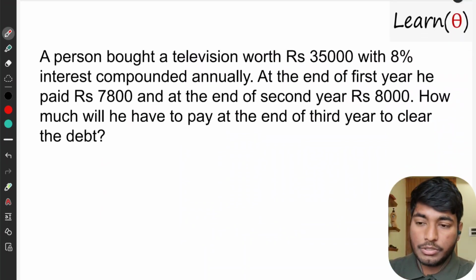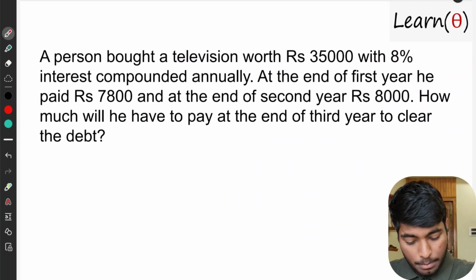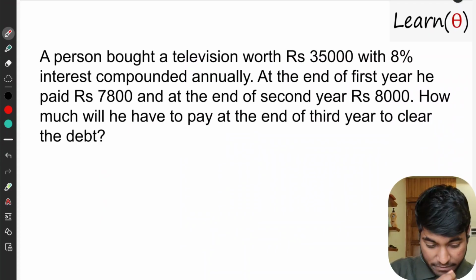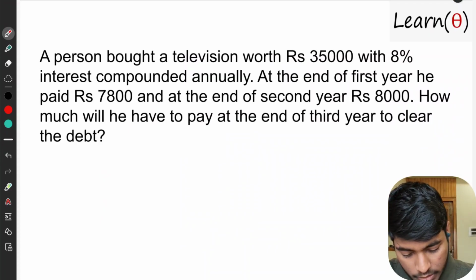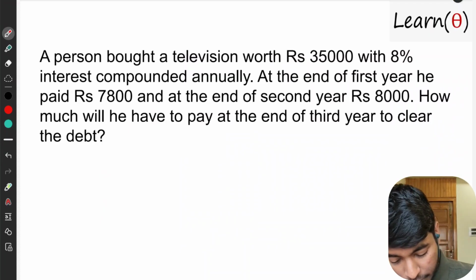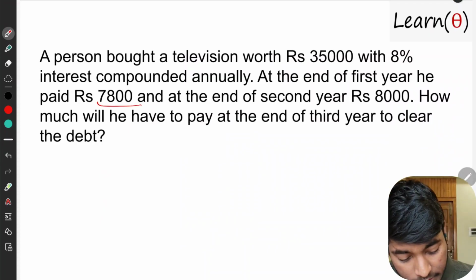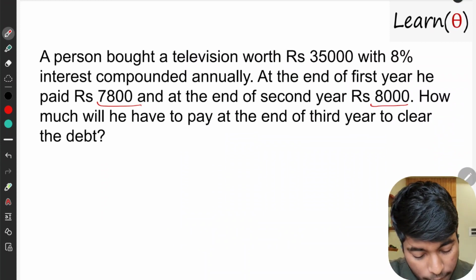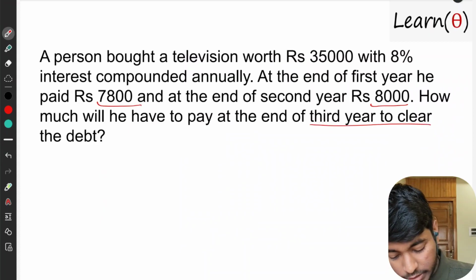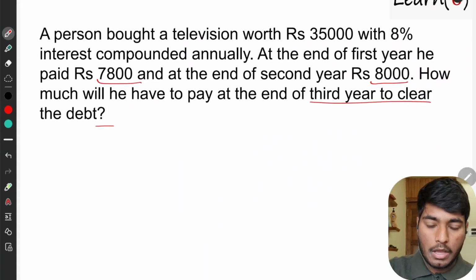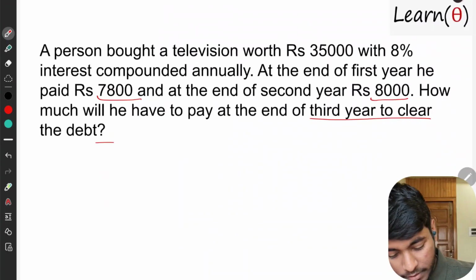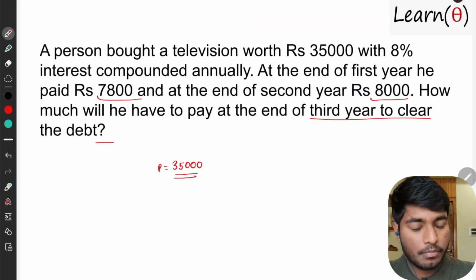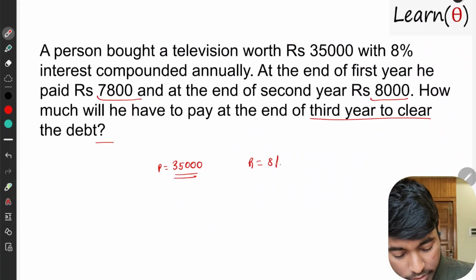Now the next question says that a person bought a television of rupees 35,000 with 8% annual interest compounded annually. At the end of first year he paid rupees 7,800, and at the end of second year he paid rupees 8,000. How much will he have to pay at the end of third year to clear his debt? What is given to you? The principal amount is 35,000. The rate of interest is 8%.